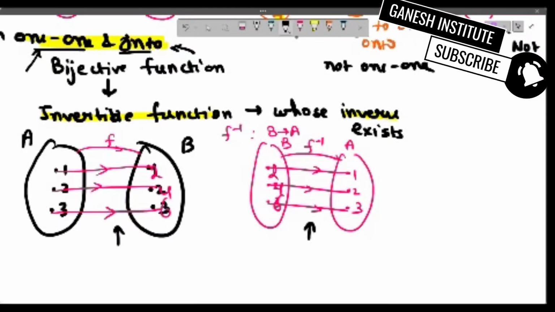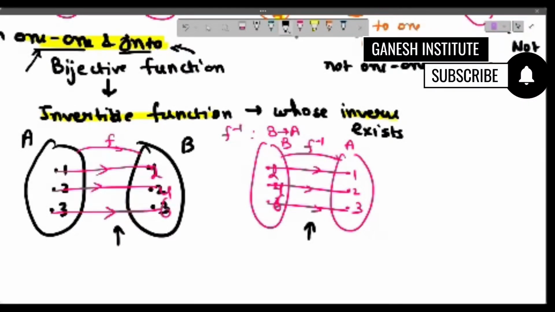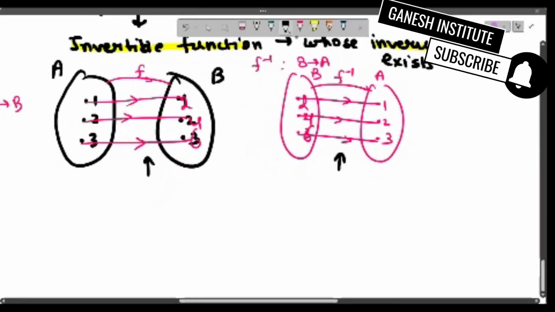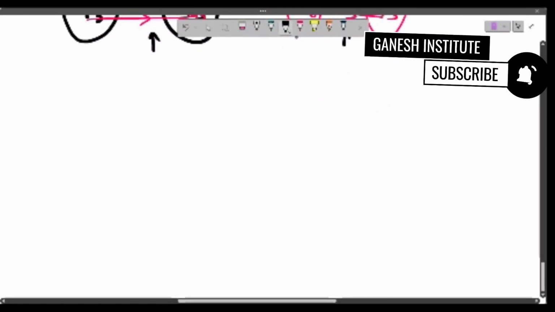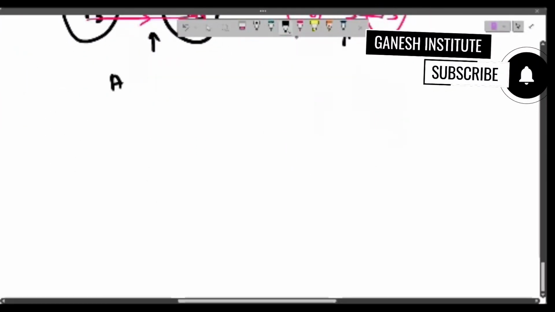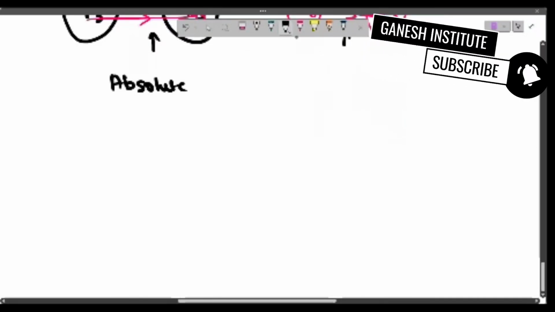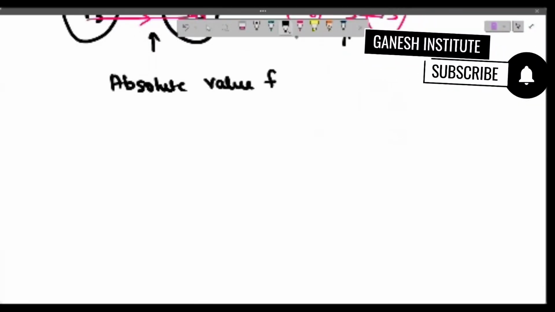Clear everything? Next type of function is the absolute value function. You must have heard about it. We did this on Monday.